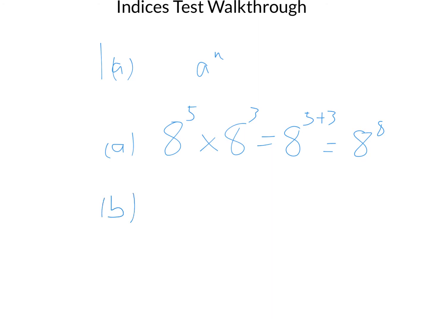For b, we have 7 to the power of 3, all to the power of 7. Another one of our index laws says that if we have a power to another power, then we can just multiply those powers. So let's keep our same base number, 7, and then multiply our powers. So it's going to be 7 to the power of 3 times 7. If we multiply that out, we get 7 to the power of 21.